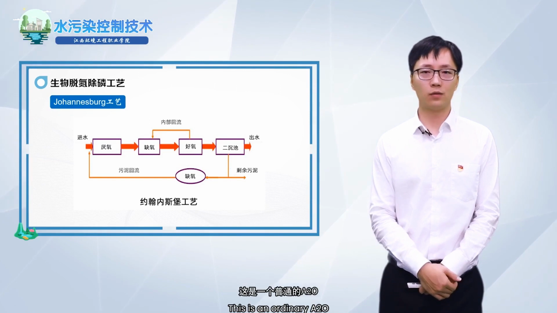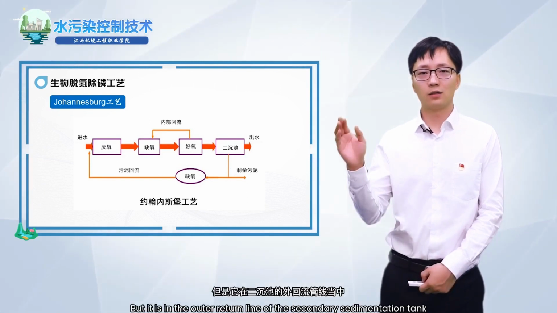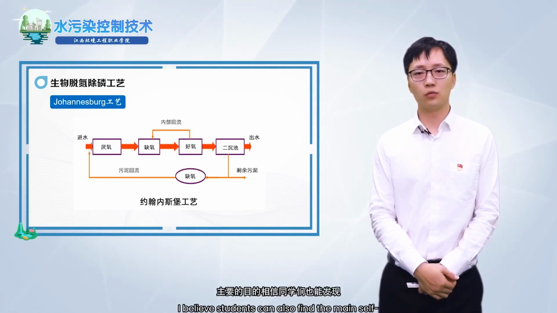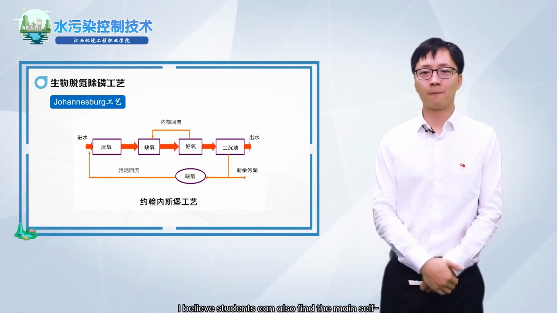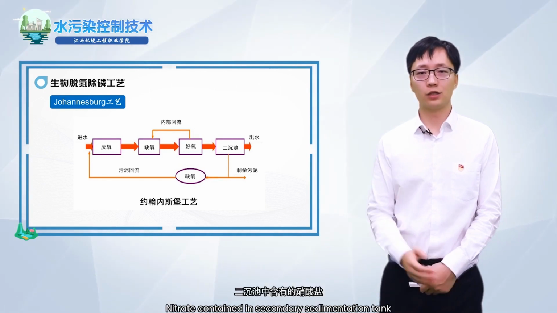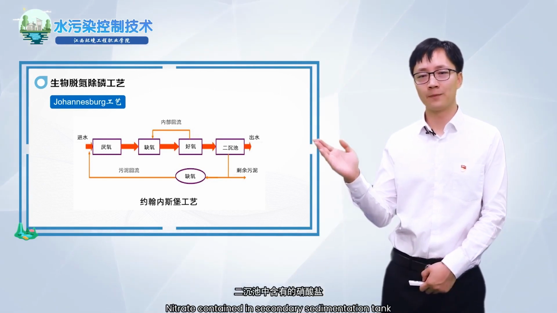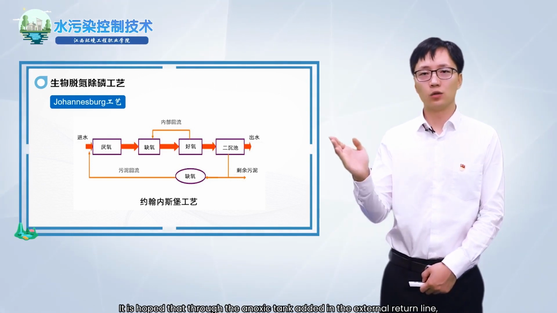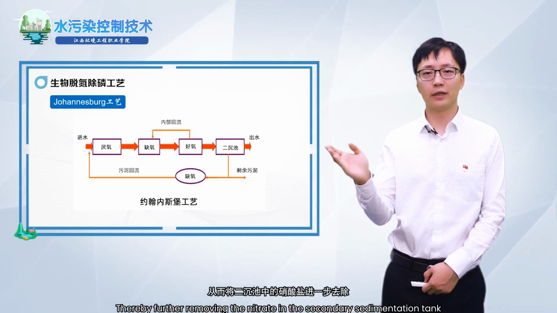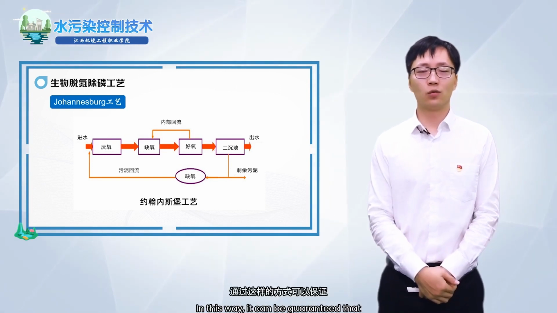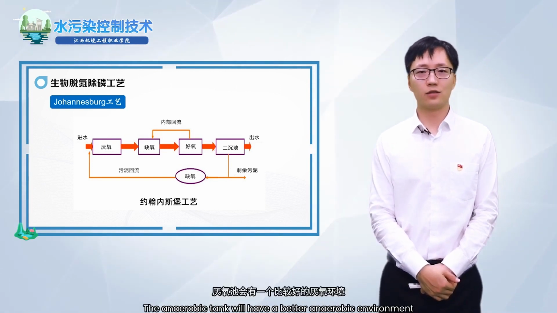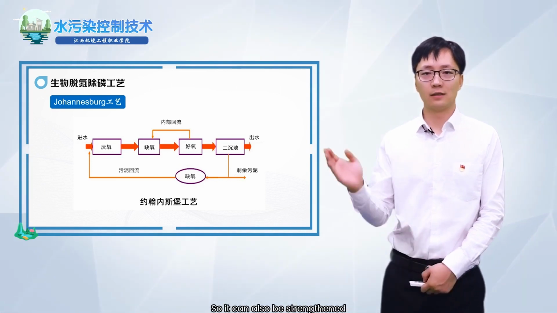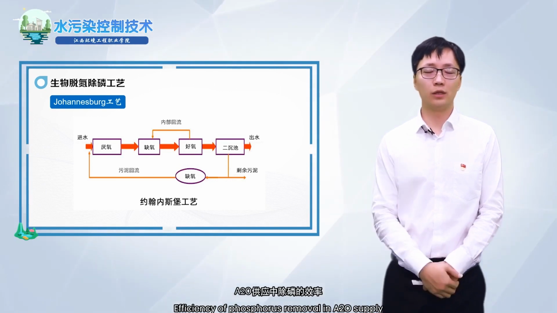This is an ordinary A2O, but in the external return line of the secondary sedimentation tank, an anoxic tank is added. I believe students can also find this. Its main purpose is to target the nitrate contained in the secondary sedimentation tank. It is hoped that through the anoxic tank added in the external return line, the nitrate in the secondary sedimentation tank is further removed. In this way, it can be guaranteed that the anaerobic tank will have a better anaerobic environment, so the efficiency of phosphorus removal in A2O can also be strengthened.